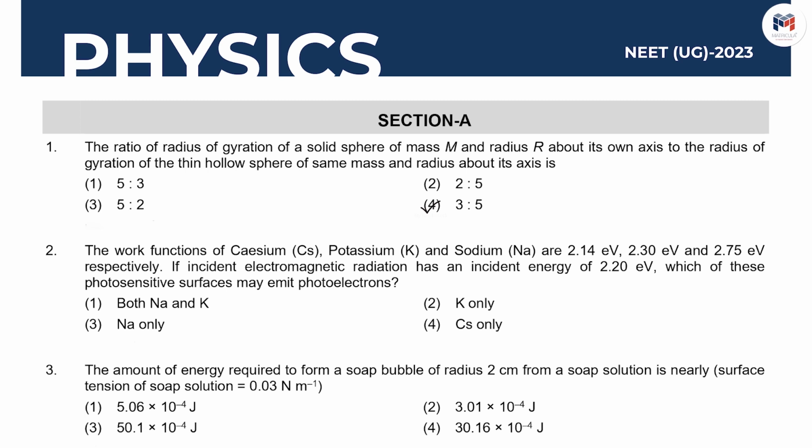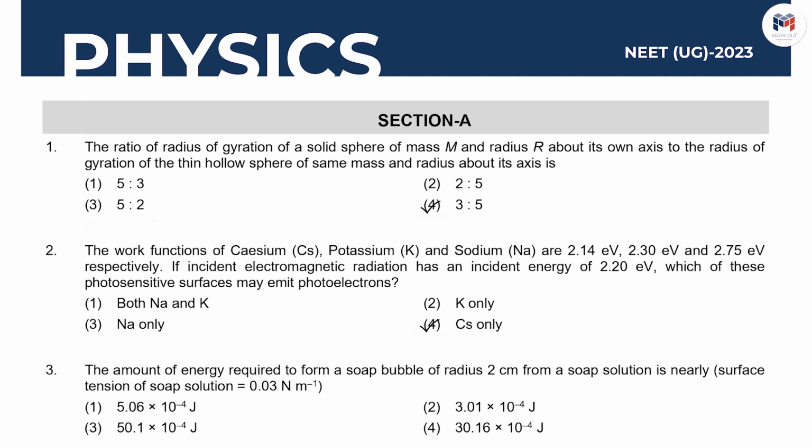Question 2. The work functions of cesium, potassium and sodium are 2.14 electron volt, 2.30 electron volt and 2.75 electron volt respectively. If incident electromagnetic radiation has an incident energy of 2.20 electron volt, which of these photosensitive surfaces may emit photoelectrons? The answer is option 4, cesium only.